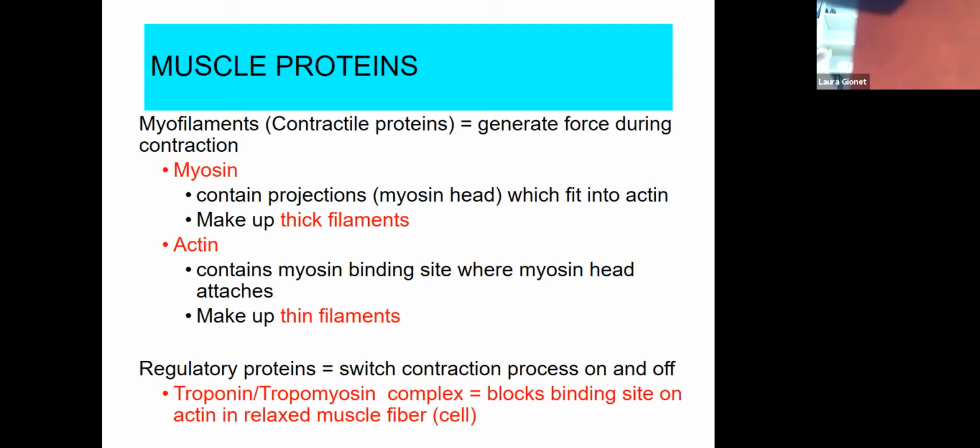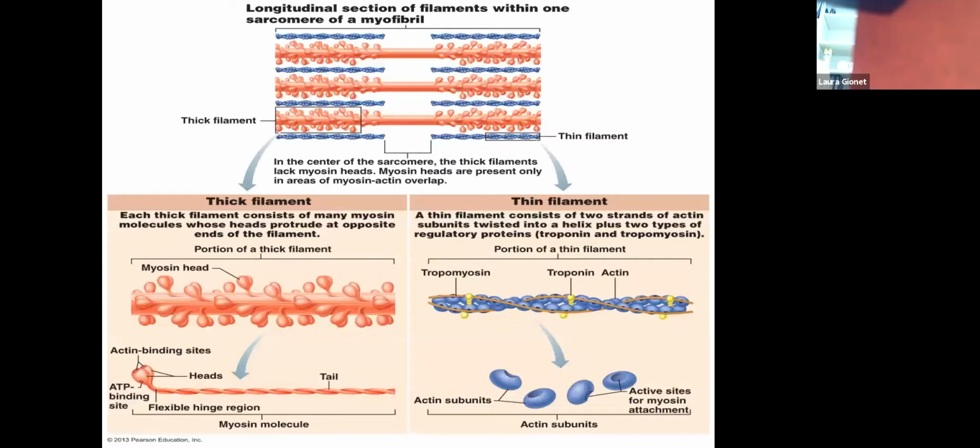However, they are covered by these regulatory proteins called troponin and tropomyosin. And their location is going to determine whether myosin can make contact with actin or not. So regulatory proteins switch the contraction process on and off. If this molecule does not move, then myosin doesn't make contact with it, and you do not generate any force within this cell. So when needed, that troponin and tropomyosin is going to rotate, and it's going to uncover the binding sites. So let's look at another picture.